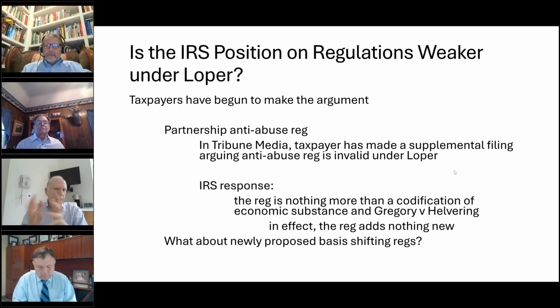Okay, at the bottom of the slide, I say, what about these new proposed regulations on basis shifting? There are these new regs on basis shifting in the partnership area. There's a revenue ruling, I think it's, if I remember correctly, 2024-14, and there are some proposed regs. And the IRS was trying to go after what it considered to be abusive transactions. And I believe I saw a letter in Tax Notes from, I think, Robertson Holland, pointing out that under Loper, these regs may not be valid.